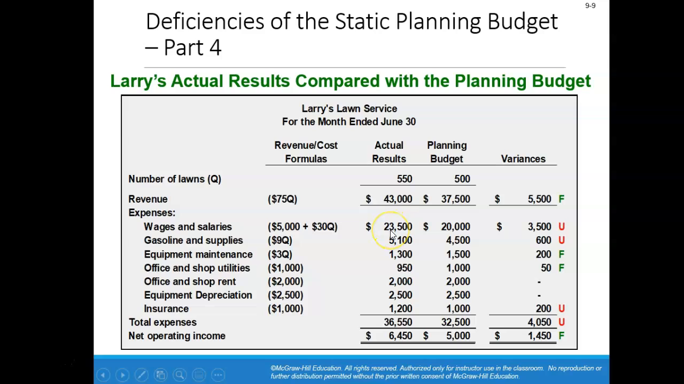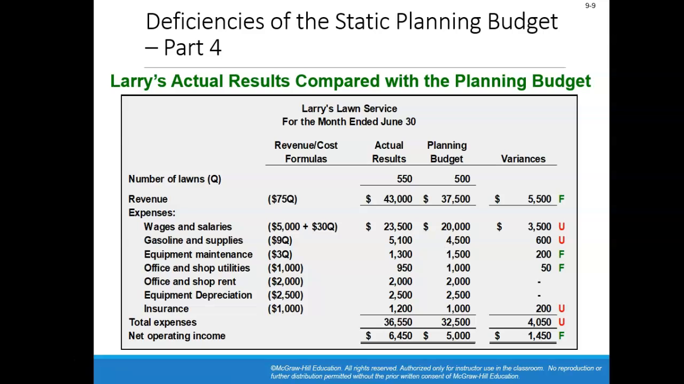The actual salary spent was $23,500. That gave us an unfavorable variance in terms of wages and salaries. But we're actually okay with that, and that's because we actually cut more lawns than what was expected. We'll take a look to see how it's showing unfavorable right now, but really we'll see if that's really unfavorable or not. We then compare the gasoline and supplies costs, actual against budgeted.